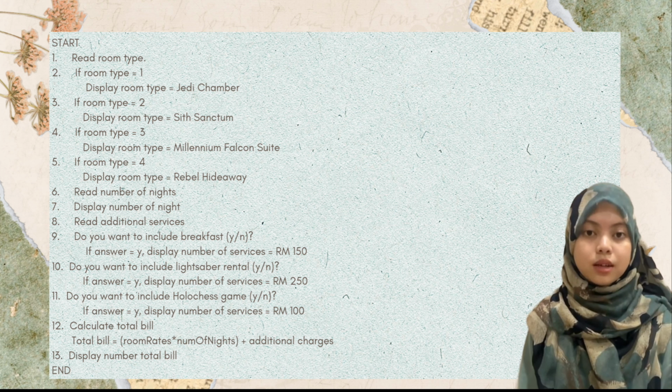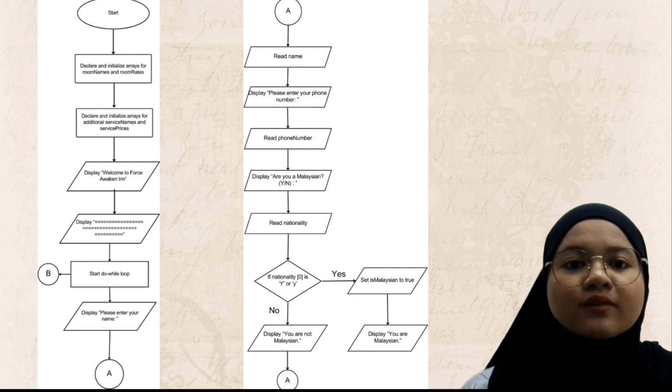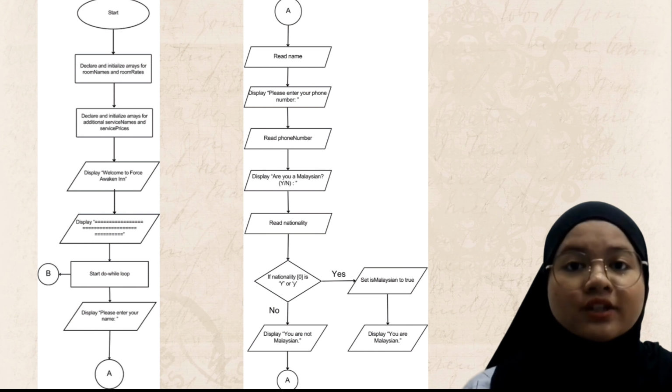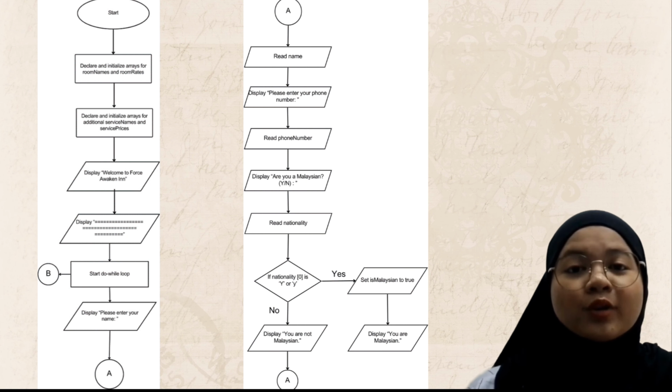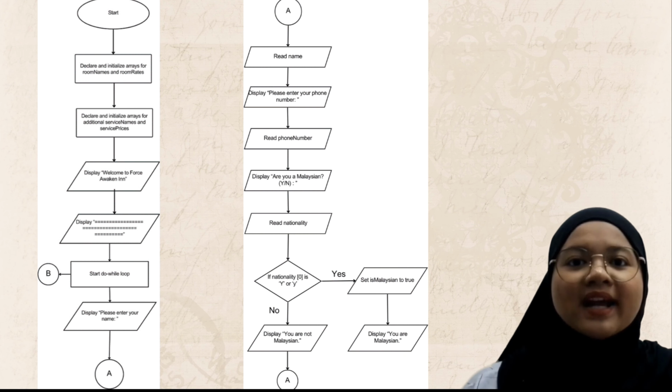Next, I will explain our flowchart for the main function. First is start, and then second, the program will declare and initialize arrays for room names and room rates. Third, the program will declare and initialize arrays for additional service names and service prices. Next, the program will display welcome to Force Awakens Inn. Next, the program will start the do while loop.